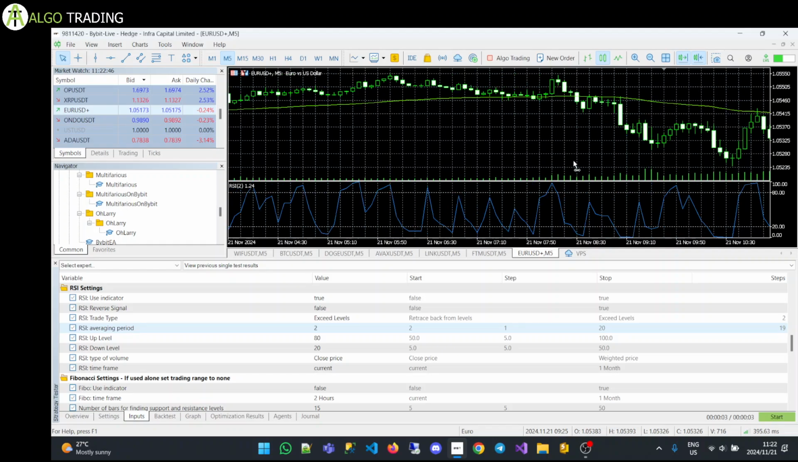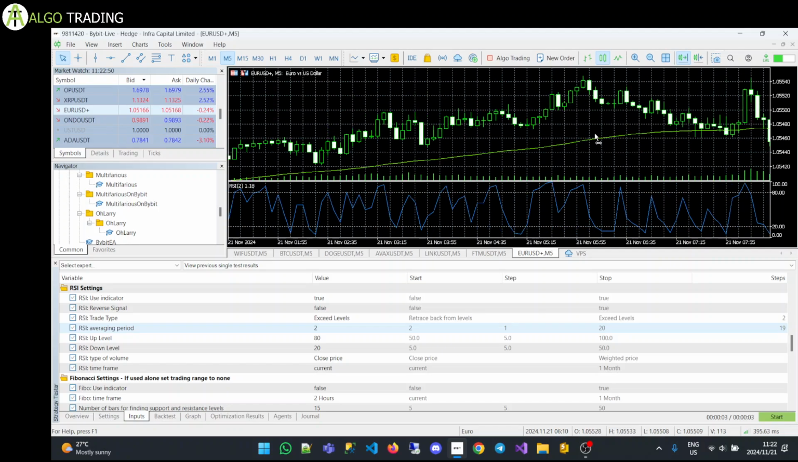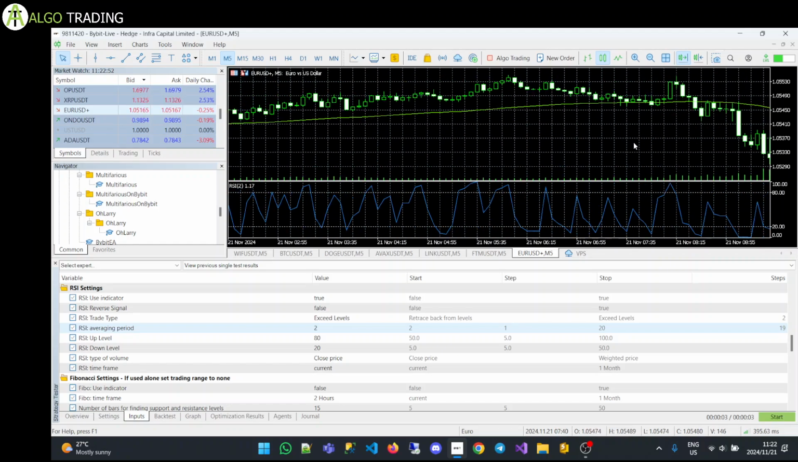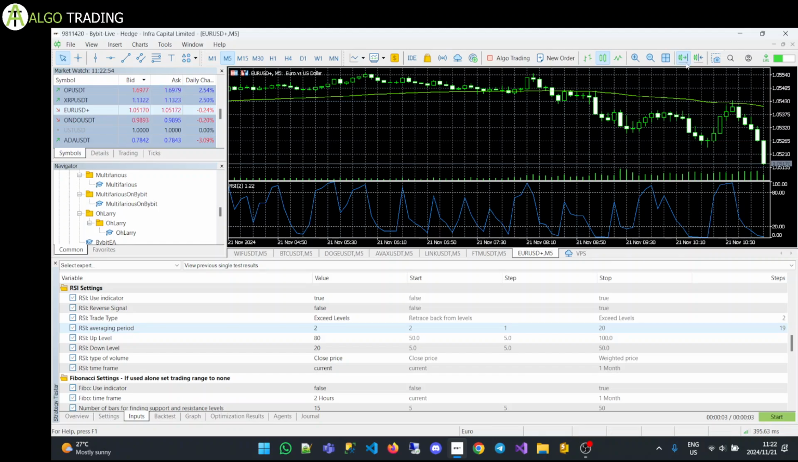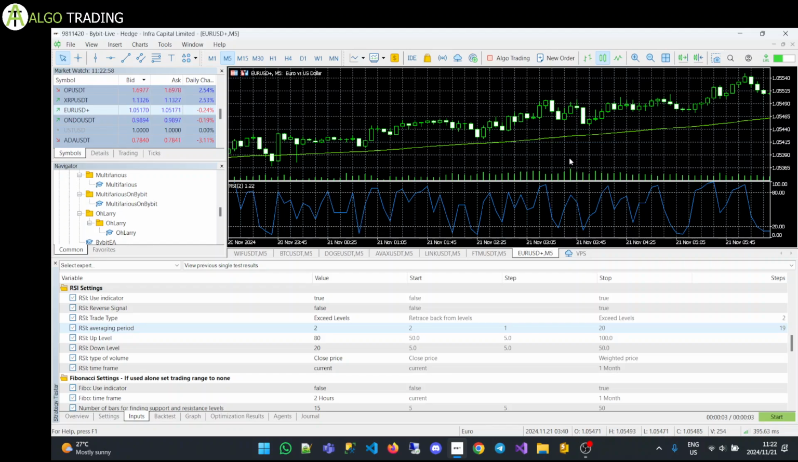Now the converse of that is if the price is above the 200-day moving average, or whatever period you want, and the price goes below the 80, it will go into a long trade. So you can see here, this would have gone into a long trade here. It wouldn't take a short trade.